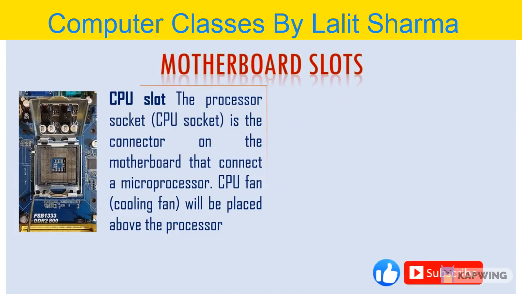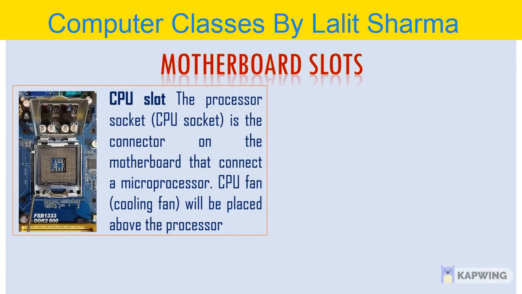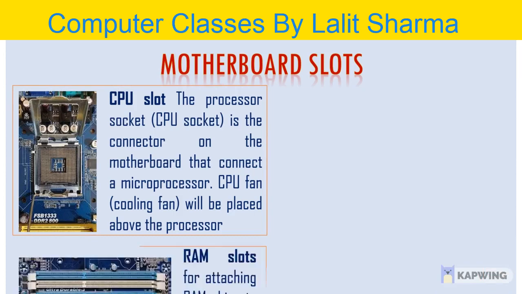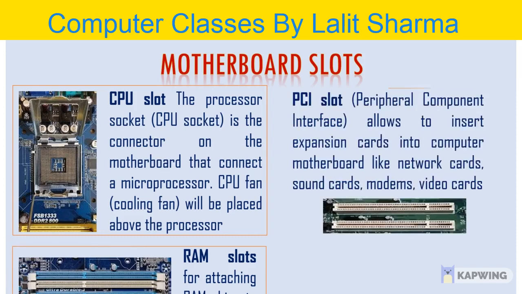CPU slot. The processor socket is the connector on the motherboard that connects a microprocessor. CPU fan will be placed above the processor. RAM slots. RAM slots for attaching RAM chips to motherboard. PCI slot. Peripheral component interface. Slot allows to insert expansion cards into computer motherboard like network cards, sound cards, modems, video cards.